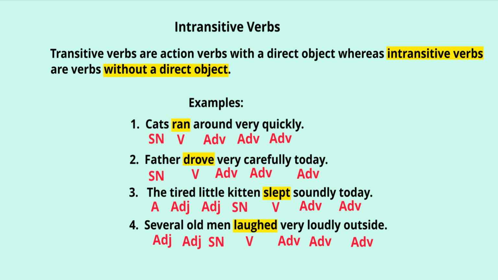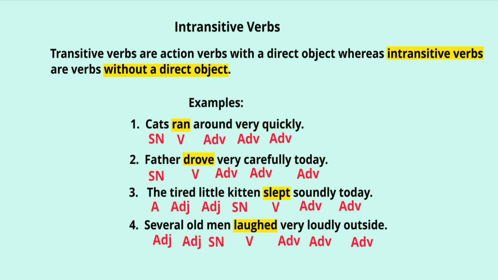Father drove very carefully today. So the subject noun is father, drove is the verb, and very carefully today describe the verb drove. So very is an adverb, carefully is an adverb, and today is also an adverb. This verb is also an intransitive verb because we don't have a direct object in this sentence.